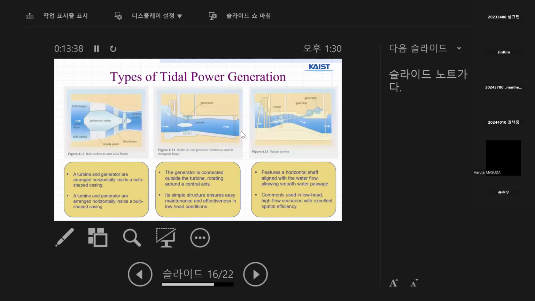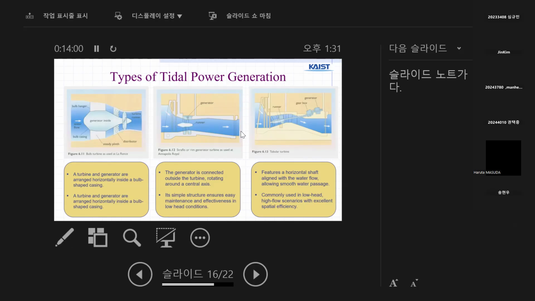These are the types of generators for tidal power generation. The left one is the bulb type turbine, the middle one is the straflo type turbine, and the last one is the tubular type turbine. There's a different meaning for each of them.